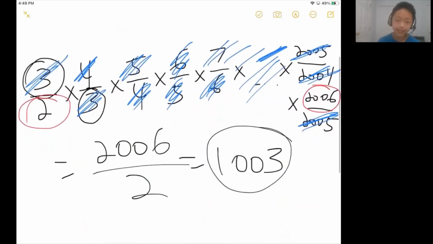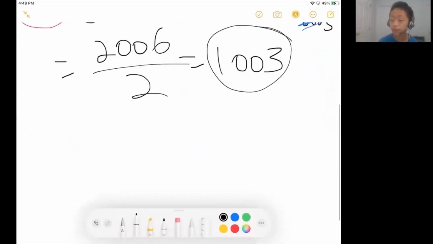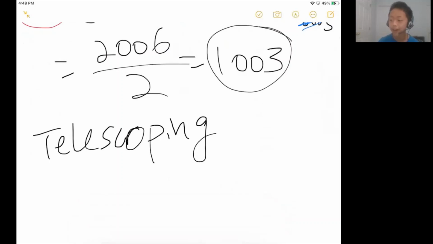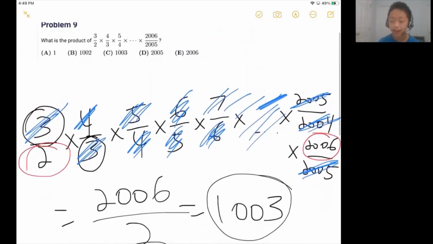So basically, these kinds of problems are very commonly appearing, and we sometimes refer to it by a special name. We call these telescoping. In this case, we had a product of a bunch of fractions. And when we multiplied all these fractions together, a bunch of terms all canceled out. This is what we call a telescoping product.